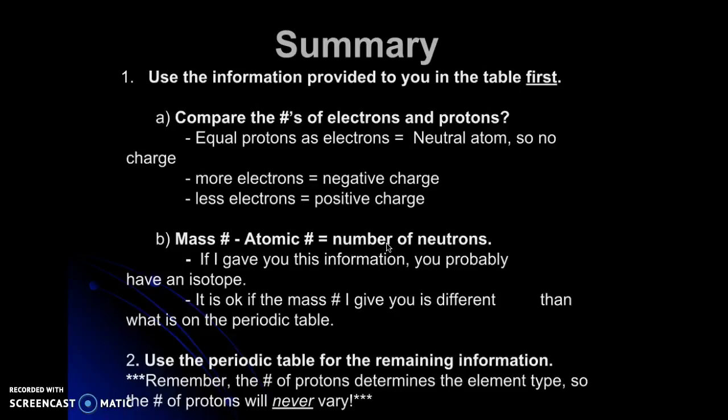Don't rely solely on your periodic table, because we use shorthand form so that we don't have to use the periodic table. Remember, shorthand form is an easier way to display the numbers of protons, electrons, and neutrons found in an atom. So make sure that you're comparing the numbers of electrons and protons, because that's the only way you're going to determine if you have an ion or not.